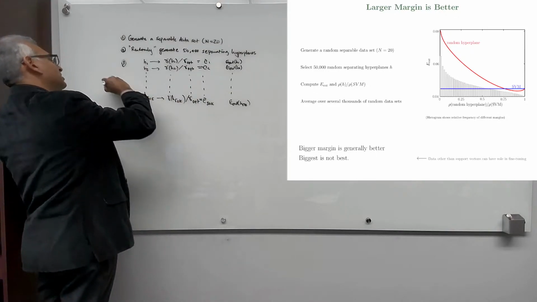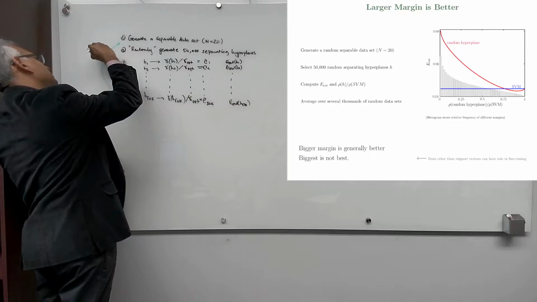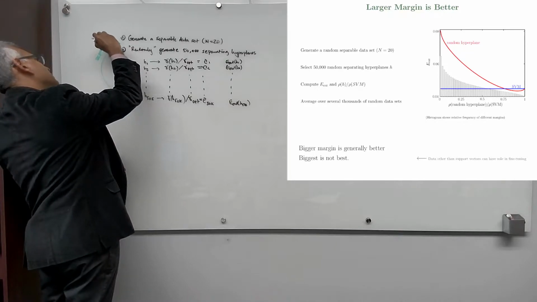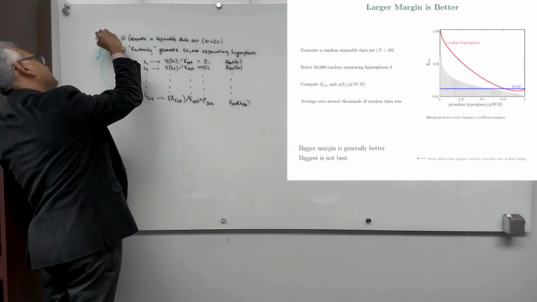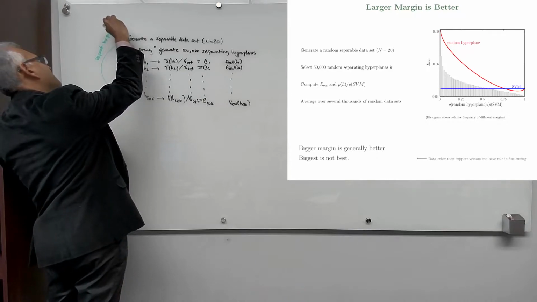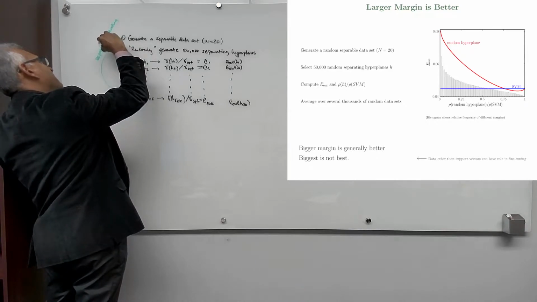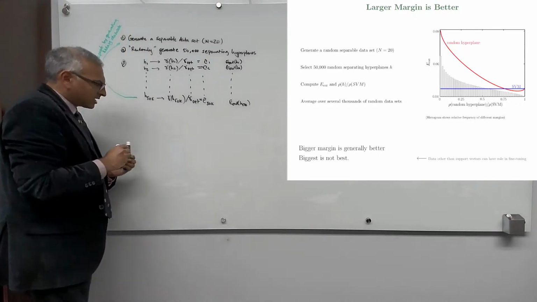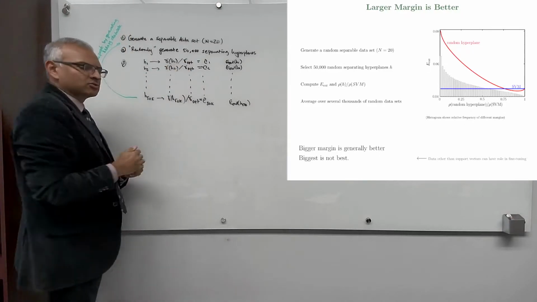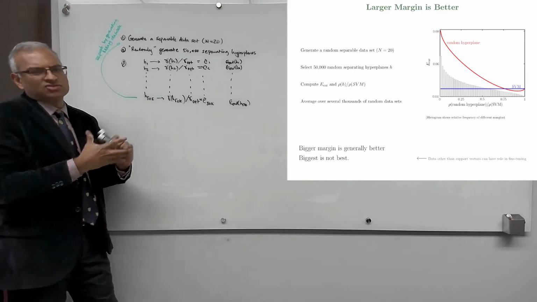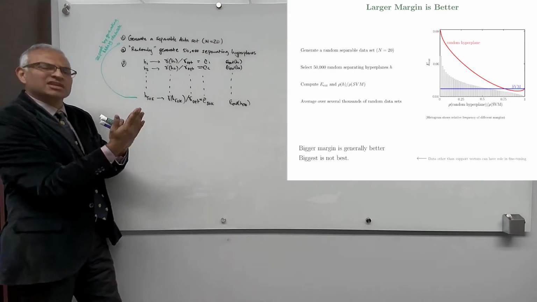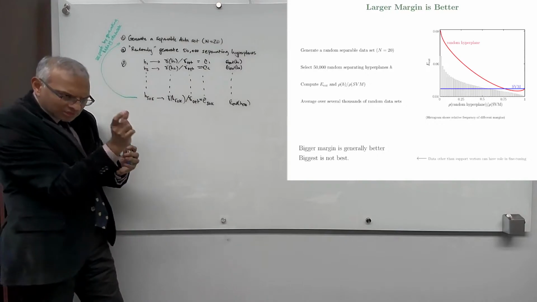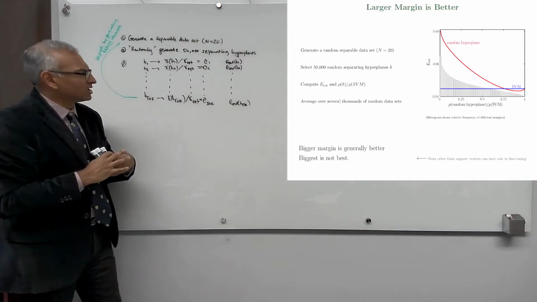Because I'm now going to repeat this many times by generating many data sets. And by comparing the margin you captured with respect to the maximum available margin, that puts each data set on an equal footing. We're viewing each data set through the lens of what's the maximum available margin.